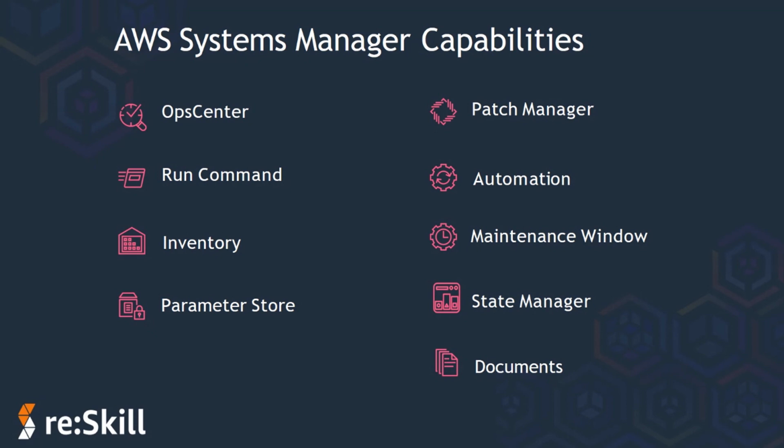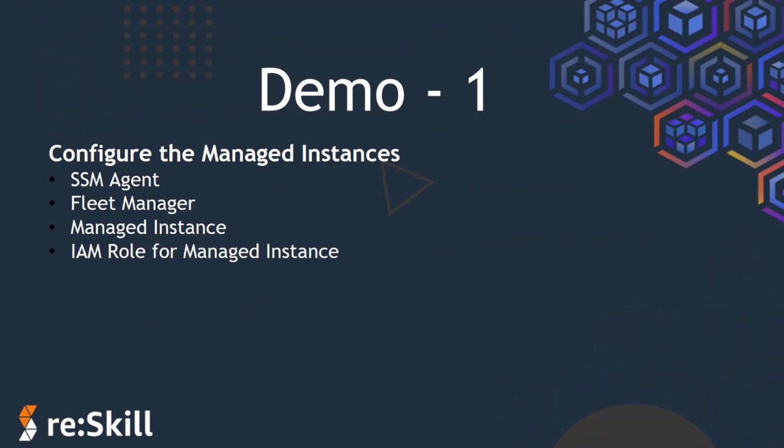State Manager is a capability of AWS Systems Manager to automate the process of keeping the managed instances in a particular state, like applying an Ansible playbook or applying a Windows DSC configuration, and such. And Documents. A document is a set of instructions and execution flows, which can configure PowerShell scripts or any other custom scripts, like Python, which are supported on the managed instances. Okay. Next, we'll be covering the demo.